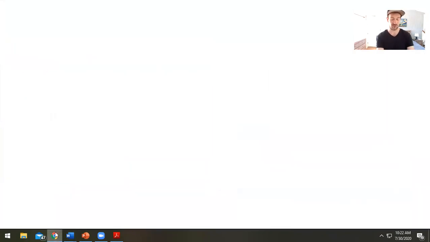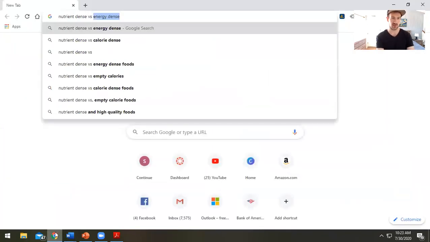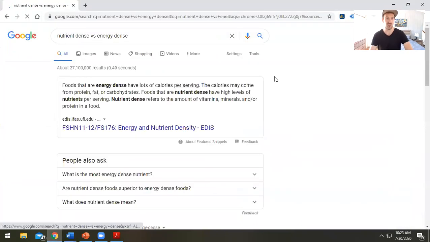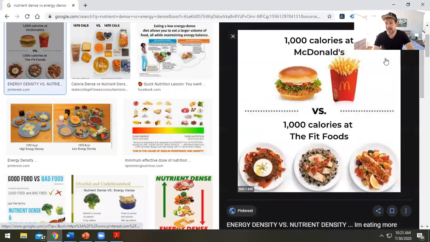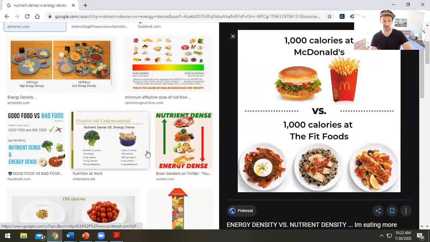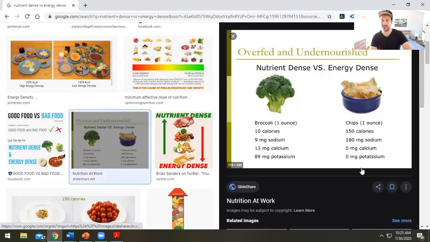And I'm sure I can find nutrient dense versus energy dense. If we look at this, this is 1,000 calories. This is also 1,000 calories. Which one has more energy? Neither. Which one has more nutrients? Down here, right? That's really what we're seeing, right? There's a big difference between one and the other.